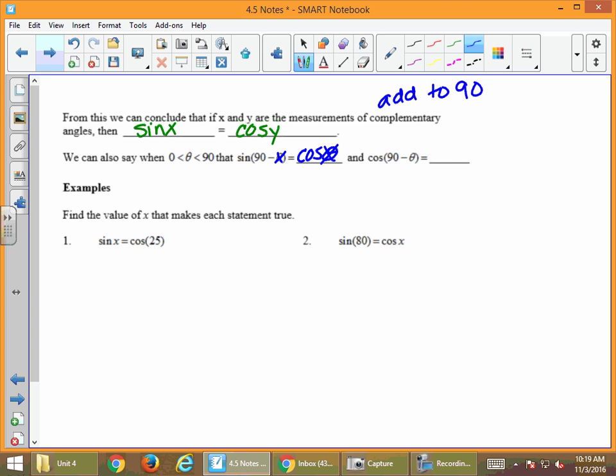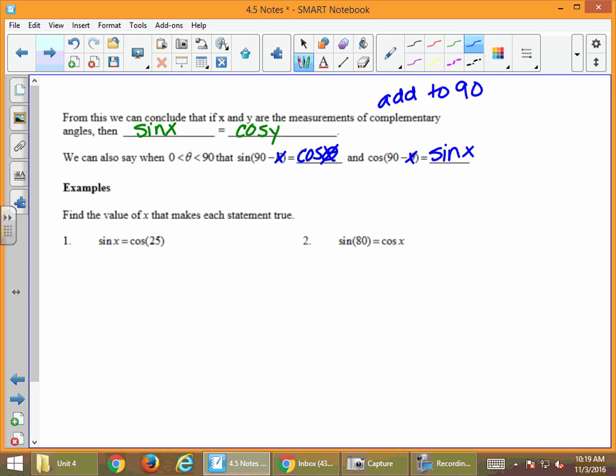So we can say if we have 90 minus some angle, that will be the same as the sine of that angle. Because we know those two angles add to 90 degrees. That's what we can use here.